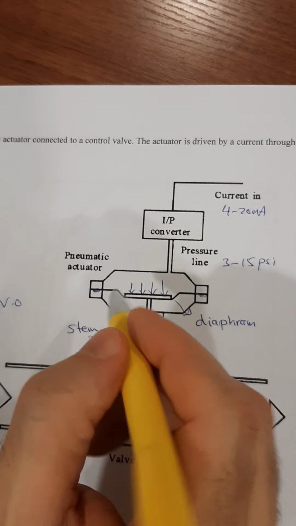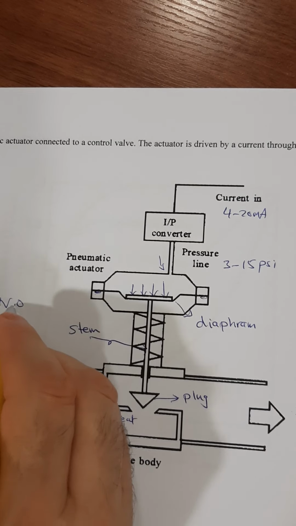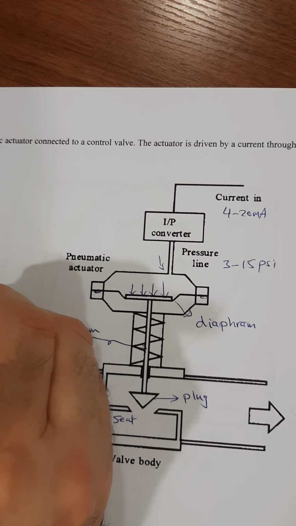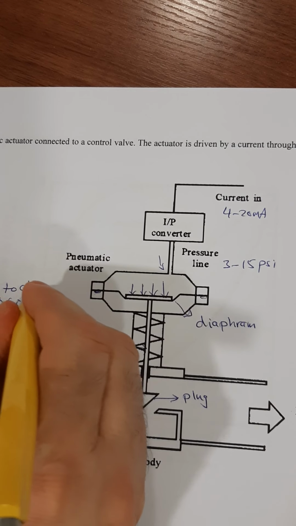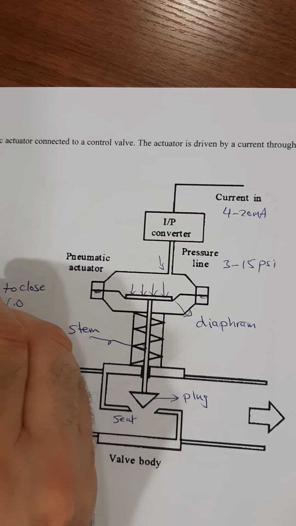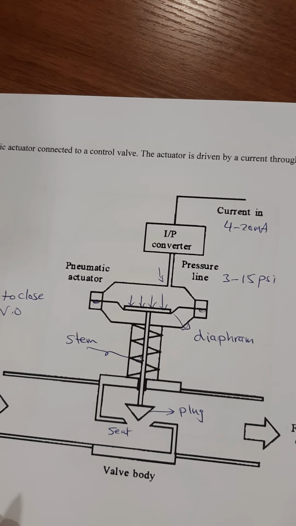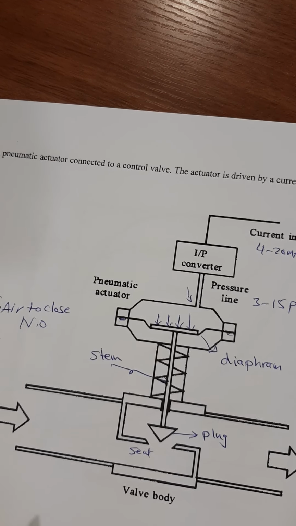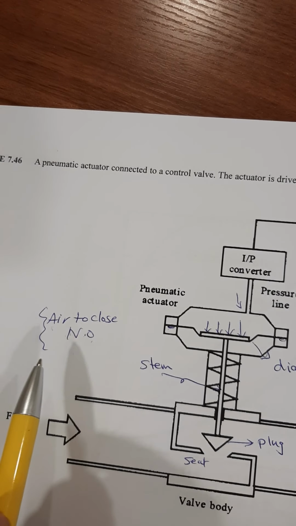When we apply pressure from the top here, it will close the control valve. So it is normally open, or we can say it is air to close. We apply air pressure to close, because it is normally open. We can say this or this equivalently.